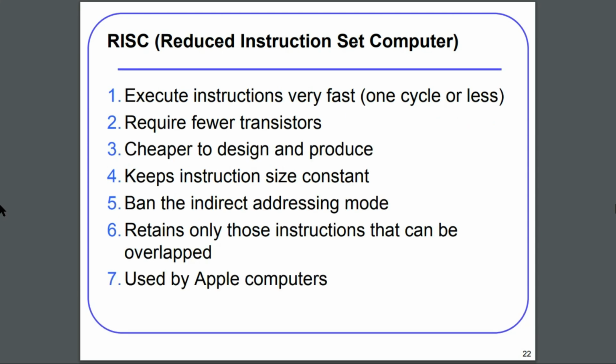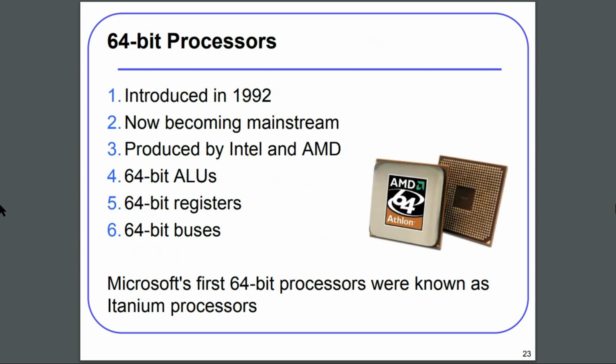In this slide, we can check RISC, reduced instruction set computers. They execute instructions very fast, in one cycle or less, require fewer transistors, and are cheaper to design and produce. They keep instruction size constant, ban the indirect addressing mode, and retain only those instructions that can be overlapped. Used by Apple computers. So let's move to the next slide.